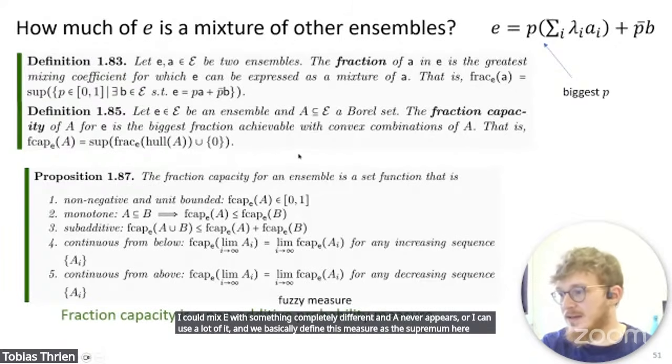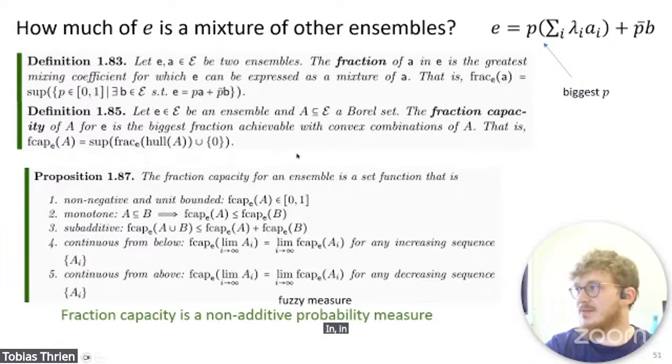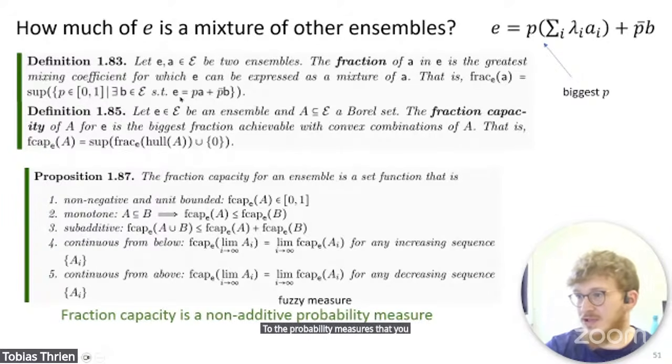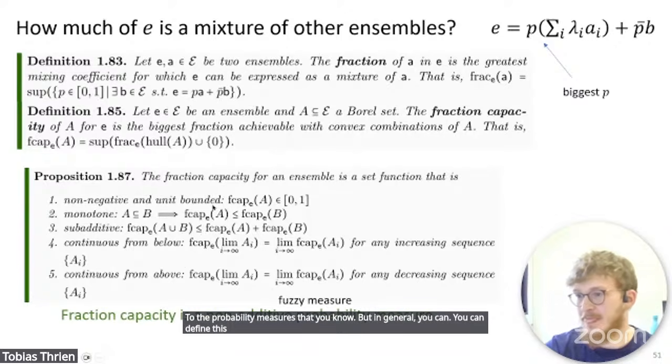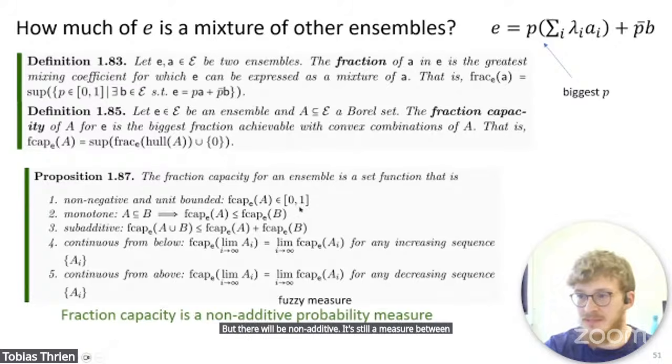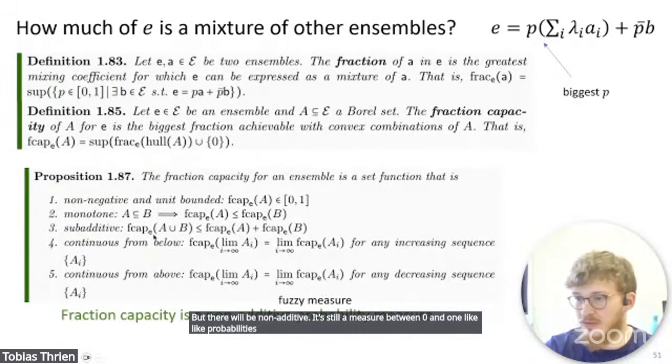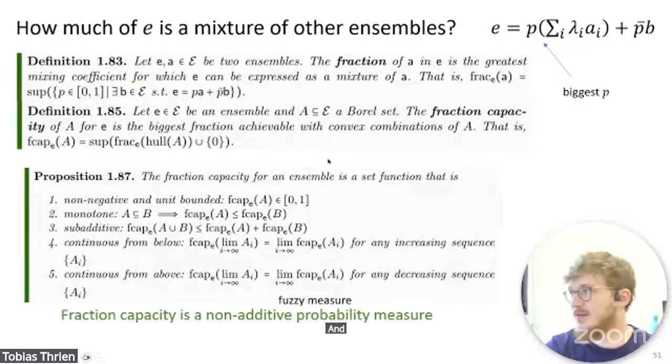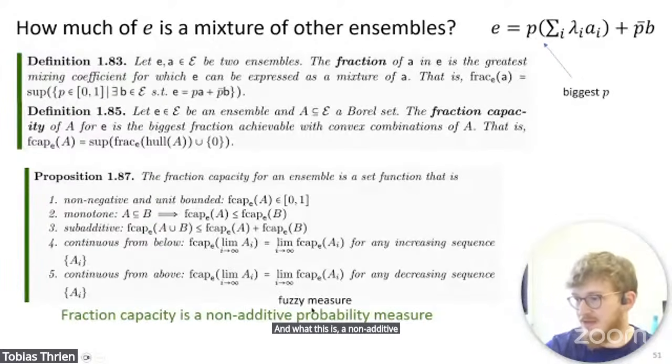In the classical case, everything reduces to the probability measures that you know. But in general, you can define this. It will be non-additive. It's still a measure between 0 and 1, like probabilities. It's still monotone. It's not sub-additive. And it still has some continuity properties. This non-additive measure, some people also call a fuzzy measure.